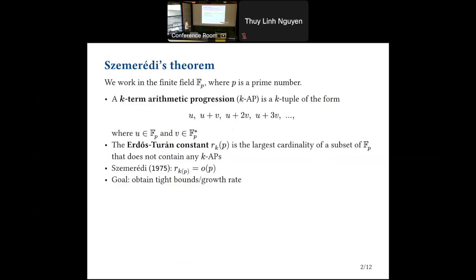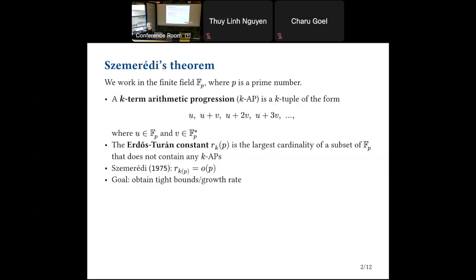And Szemerédi proved in '75 that this number, this Erdős–Turán constant, grows slower than linear. And the goal of this project is a little bit to obtain tight bounds on this in terms of actual computations, because there's a lot of asymptotic results, and it's a very interesting problem for the reasons that I will explain after this. But we try to make it a bit more concrete, and we try to go as far as we can in P.